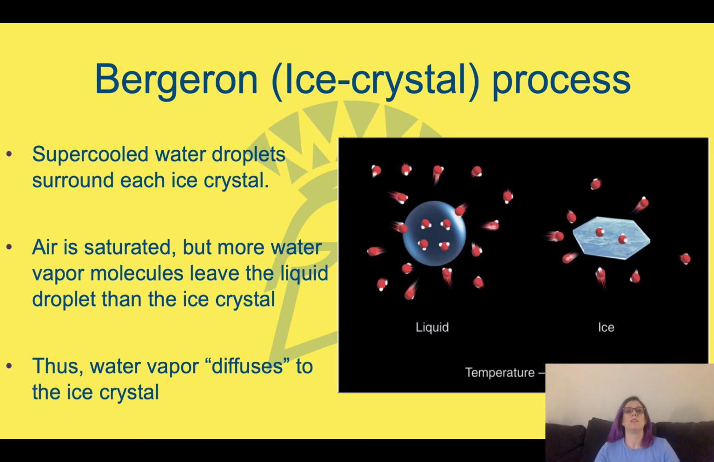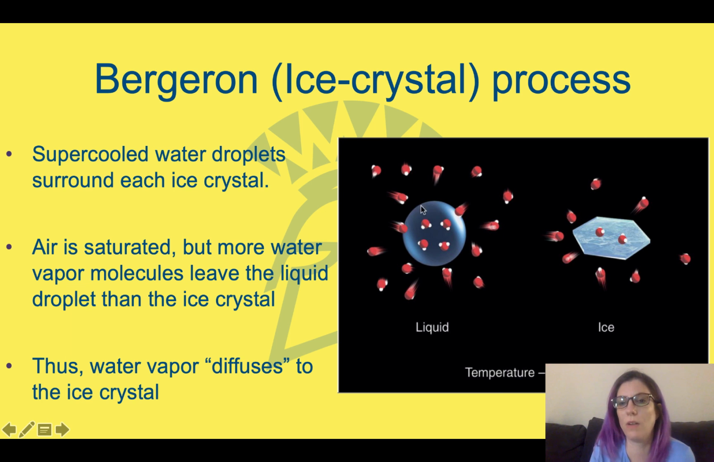All right. The Bergeron ice crystal process is going to have a different way of forming ice crystals. So we have a situation where we have liquid water droplets and an ice crystal. The air is going to be saturated, but there are water vapor molecules surrounding the liquid.